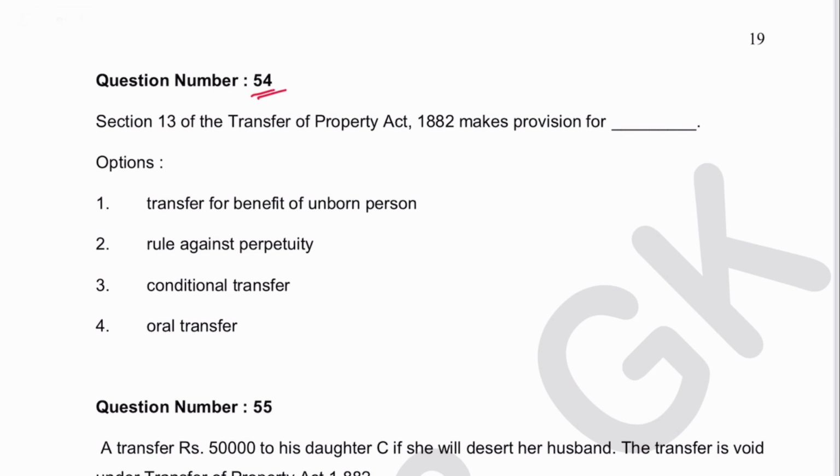Next 54. Section 13 of TPA makes provision for transfer for benefit of an unborn person. So 1 is the answer. Rule against perpetuity, Section 14. Conditional transfer, 25. Oral transfer, Section 9.